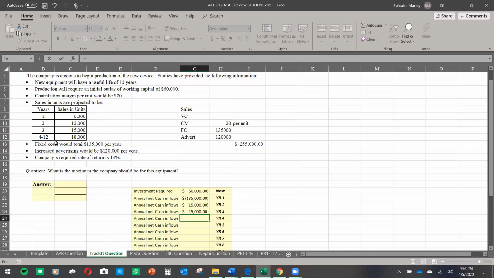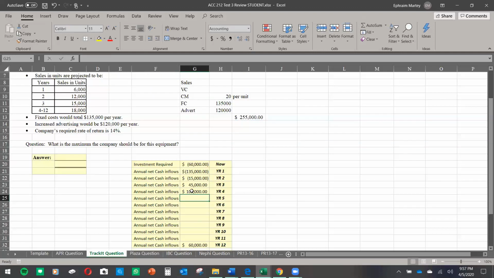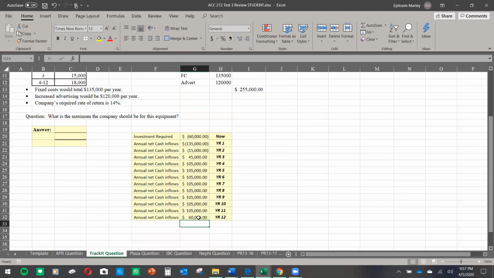But notice that from the fourth to the 12th year, the units were the same, so we have the same thing to do. $20 multiplied by 18,000 minus 255,000 gives us 105,000. I'm going to reference this one and drag it. Notice that I didn't drag it all the way to year 12, because we already have the 60,000 there, so I'm going to add this 105,000 to it.